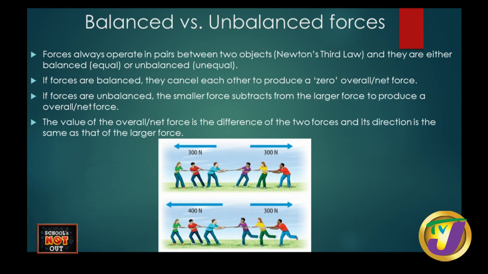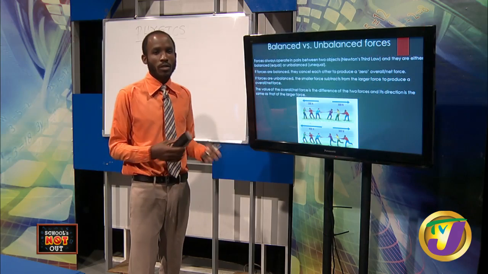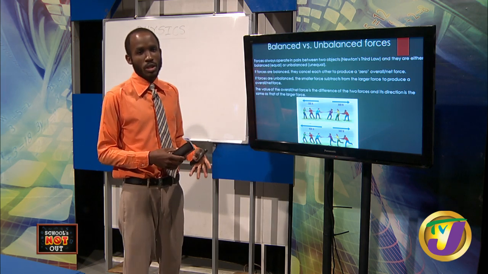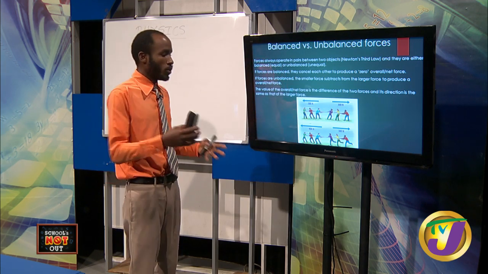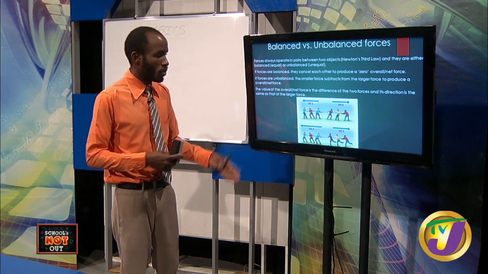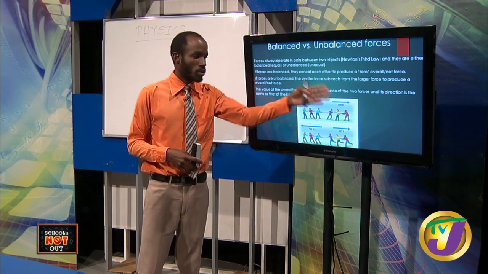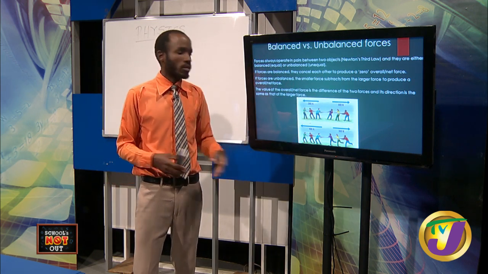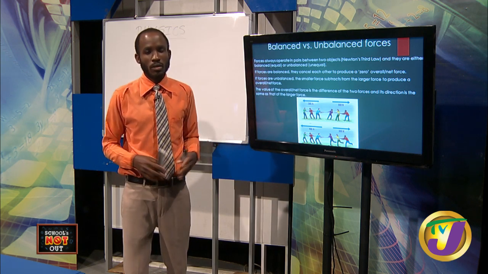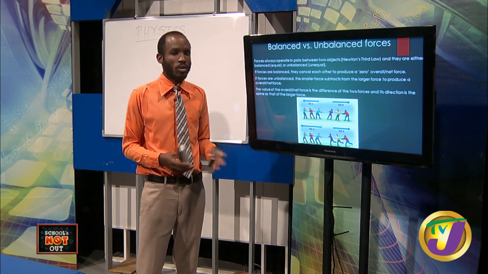That's balanced. However, if the forces are unbalanced, then the smaller force will subtract from the larger. And that will now result in an overall net force. And the value of it is, of course, the difference of the two forces, and the direction is the direction of the greater force. So pretty much, if you look at the diagram below, 300 newtons, 300 newtons, they balance, cancel. Fine. Nothing happens there.